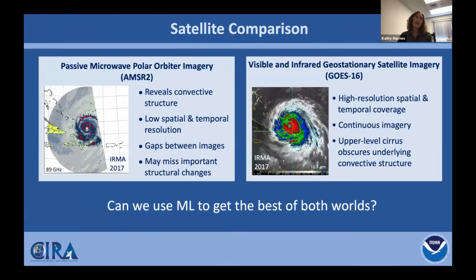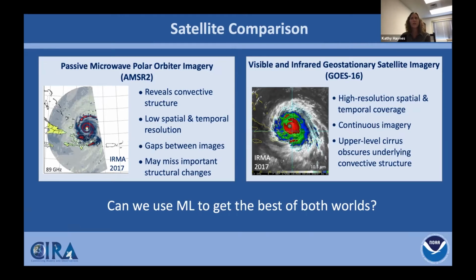However, as with any data measurement system, there are always pros and cons to using each of these. So while this passive microwave imagery can reveal convective structure, on the downside, it has to be on polar orbiter satellites currently. Therefore, it has low spatial and temporal resolution, which means there can be gaps between these images as the satellite has to come over for another pass through.